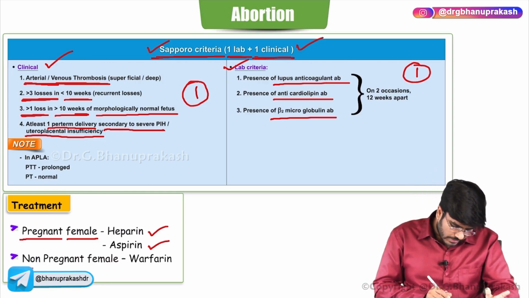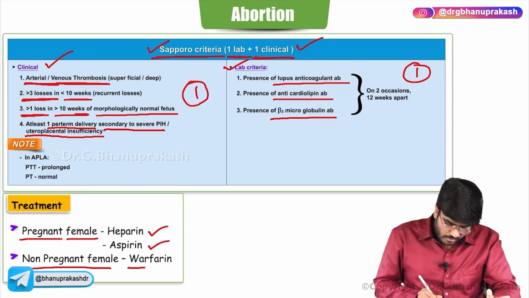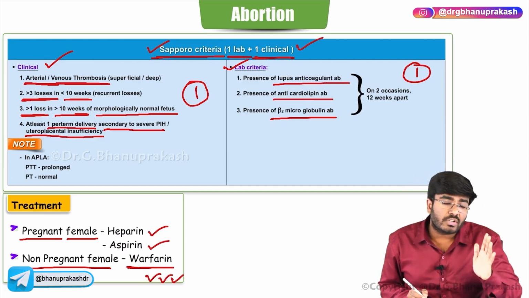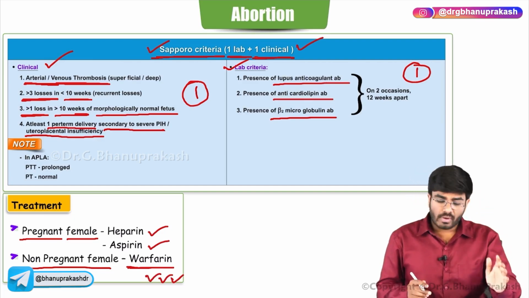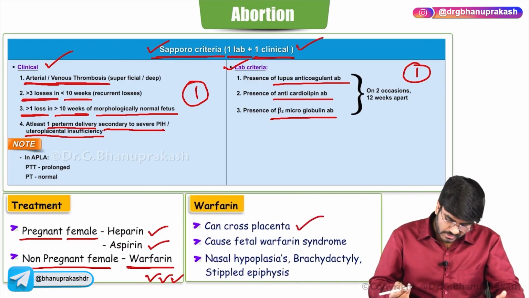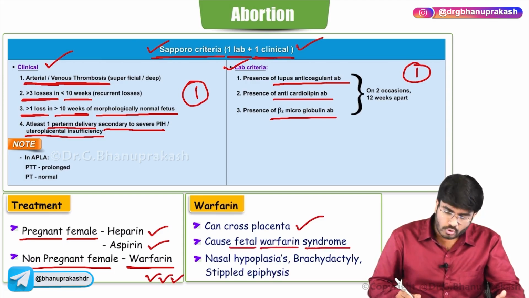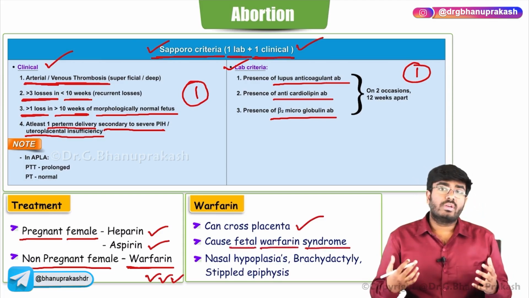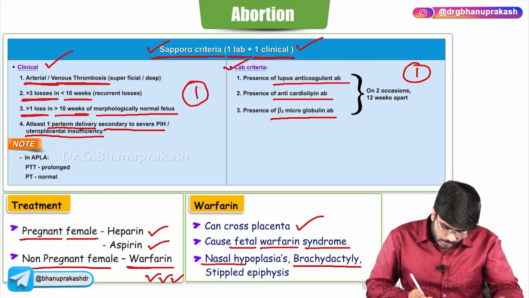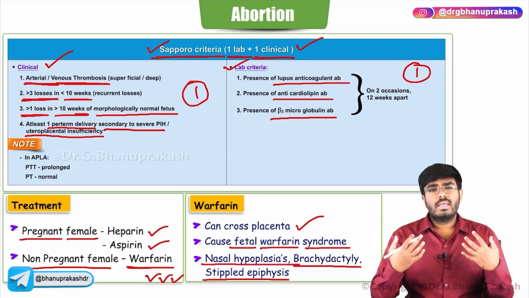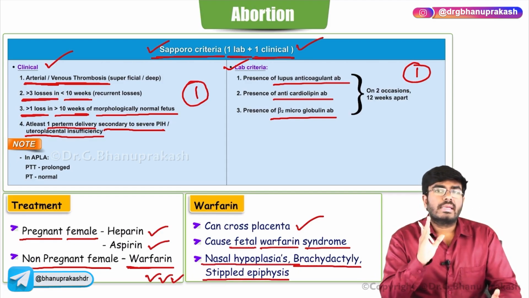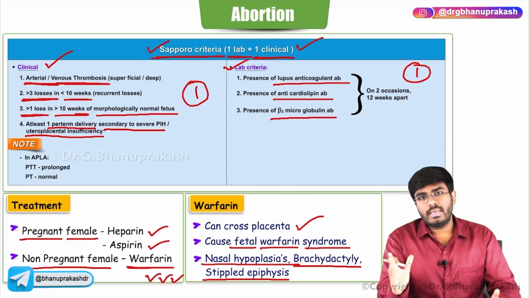Now, if she is a non-pregnant female, the best drug will be warfarin. Why? Because we all know that in pregnancy, warfarin should not be given, especially in the first trimester. Warfarin should never be given. Why? Because warfarin crosses the placenta and causes embryopathy, that is fetal warfarin syndrome, where the baby is going to develop brachydactyly, short fingers, nasal hypoplasia and stippled epiphyses, musculoskeletal abnormalities can be seen. So warfarin is given in a non-pregnant female for treating APLA.